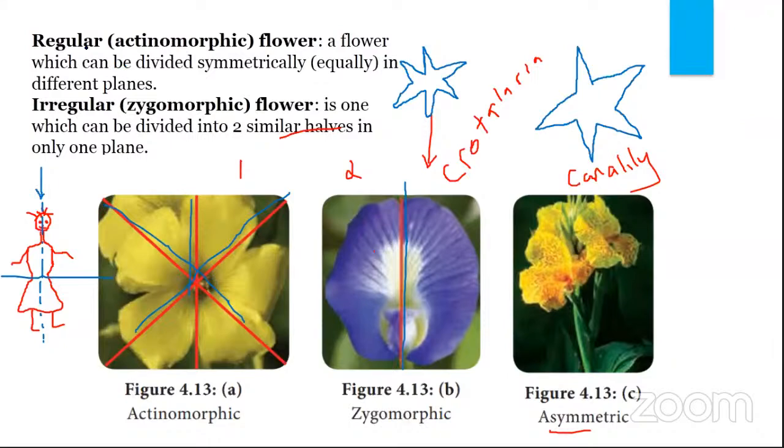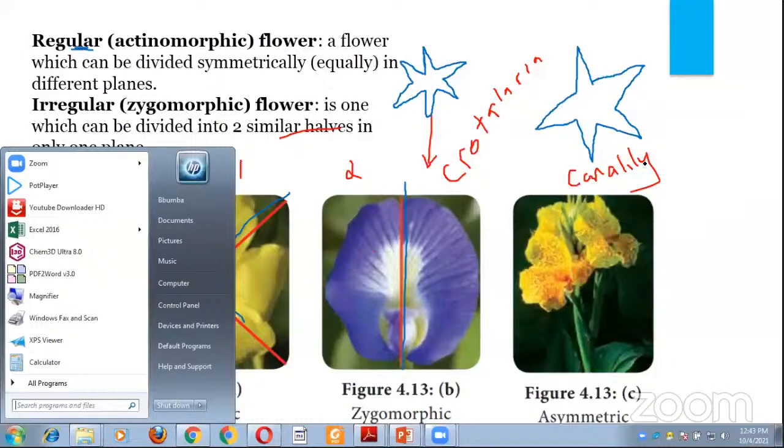the regular or actinomorphic, a flower which can be divided symmetrically, equally in different planes, or in more than one plane. Okay, I hope that is now clear. But then there are also some others whereby there is no single plane whereby you can cut them and you get equal halves. There are also such flowers.